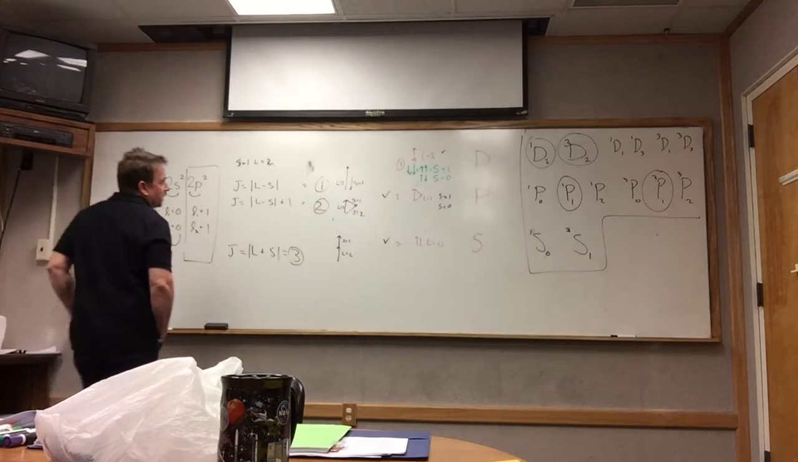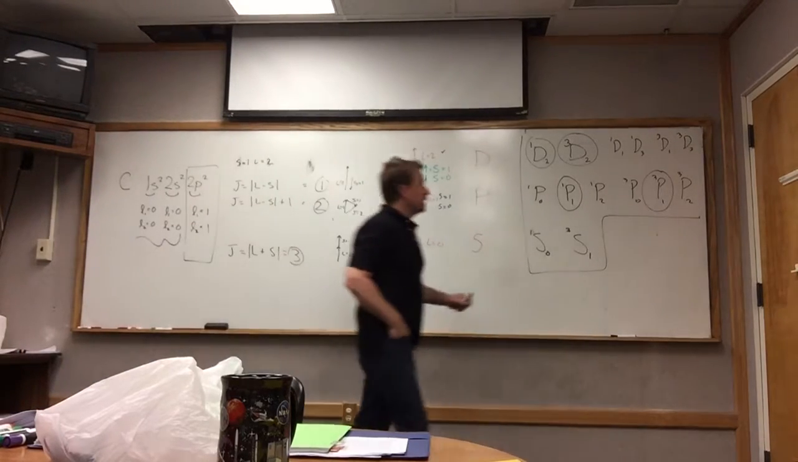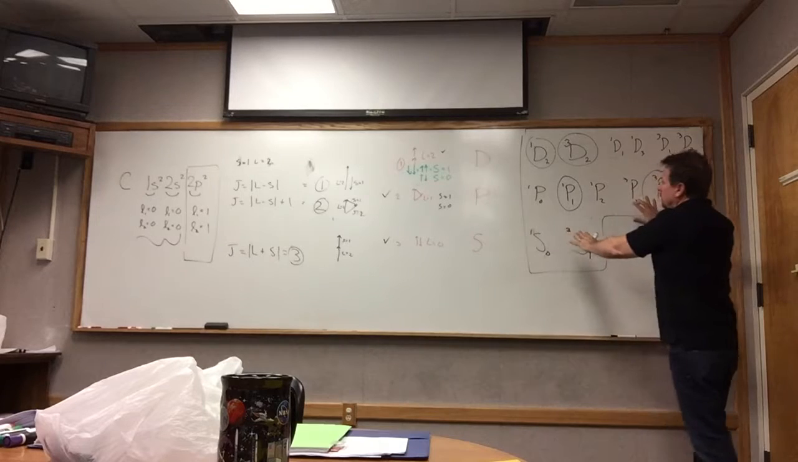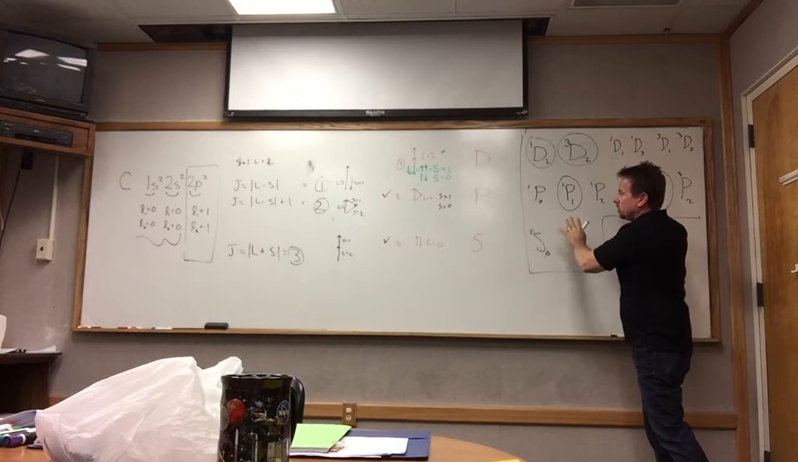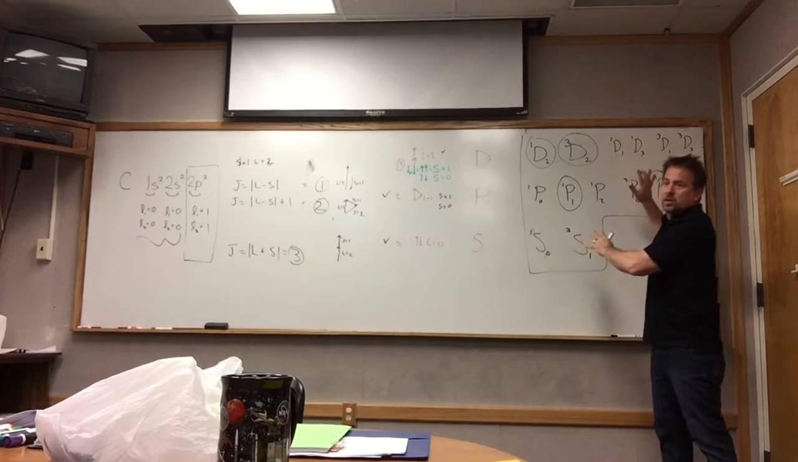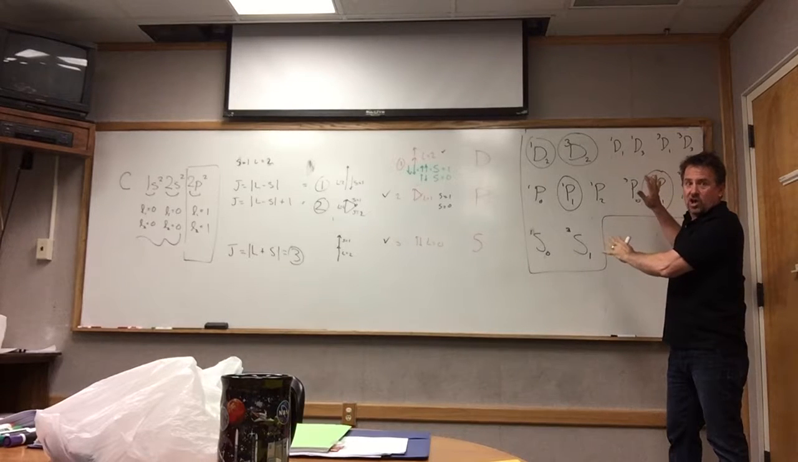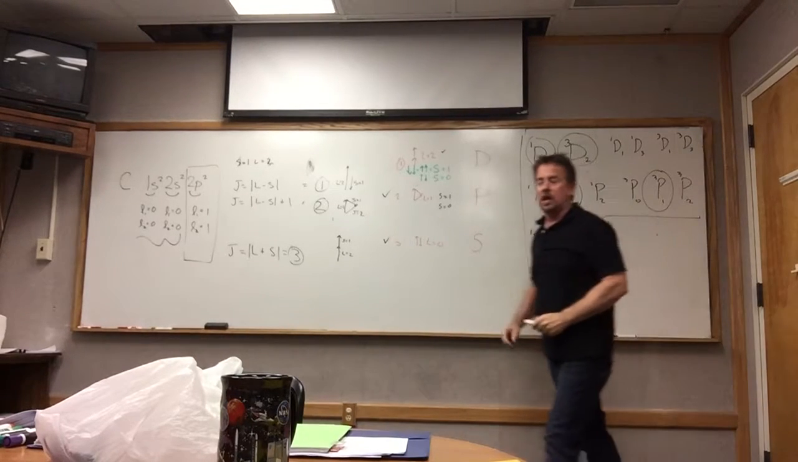Can you repeat that just one more time? These are all the possible total angular momentum and spin states that the neutral carbon atom itself can have.